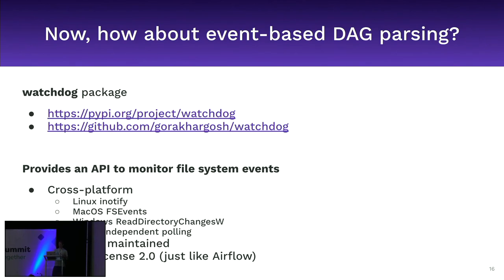So as with any problem that I face, I usually start with a bit of Googling, and I came across this watchdog package. It was result number one in Google. And the thing I liked about it is it provides an API, which is cross-platform, for monitoring file system events. And by cross-platform, I mean it provides a single API regardless of what platform you're running on, so Linux or Mac or some other platform, provides the same API to the developer. And if you're running on some obscure operating system, it will default to just polling the file system, keeping track of things in memory, and if there's any change, emit an event.